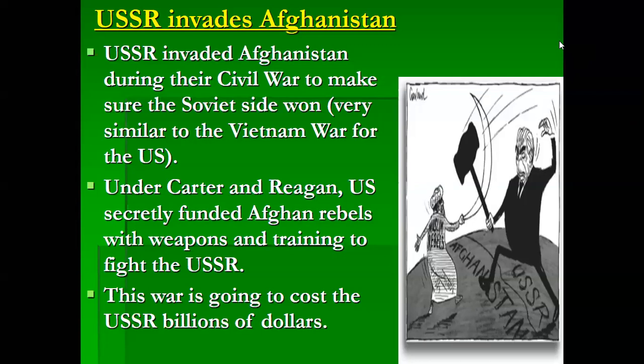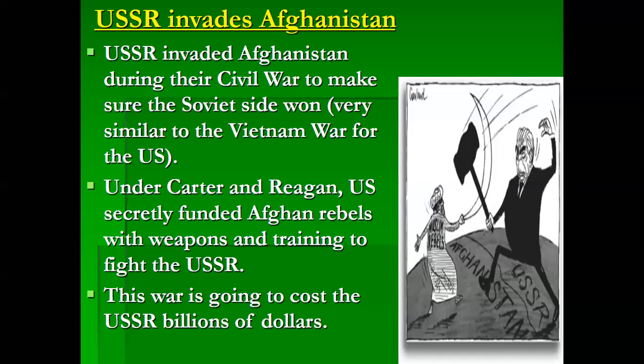All right, we'll finish our conversation about burritos in just a second. Let me get through this. So the USSR invaded Afghanistan in 1980. The reason was that Afghanistan was having a civil war and the USSR wanted to make sure that the Soviet side, the communist side, won. This is very similar to the Vietnam War. Two sides are fighting. One the US liked, one the US did not like. So we join in to make sure the US side wins. The USSR joins this war to make sure that their side wins.